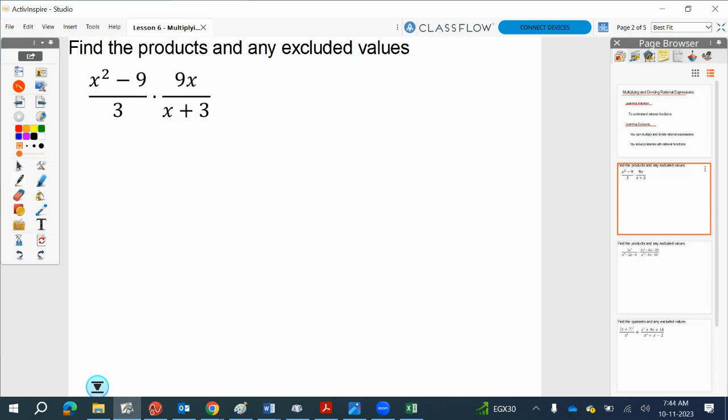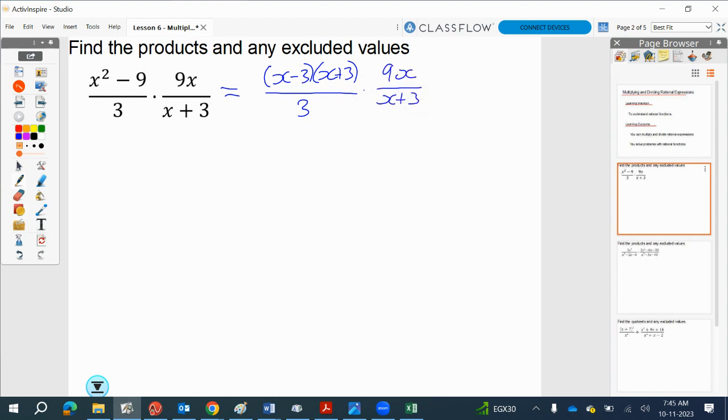Okay, so your first thing to do before multiplying is to factorize if you can. So look for some factors. What are the factors here for this one, Serena? X minus 3, x plus 3. So we get x minus 3, x plus 3. And this one is 3 times 9x and x plus 3.